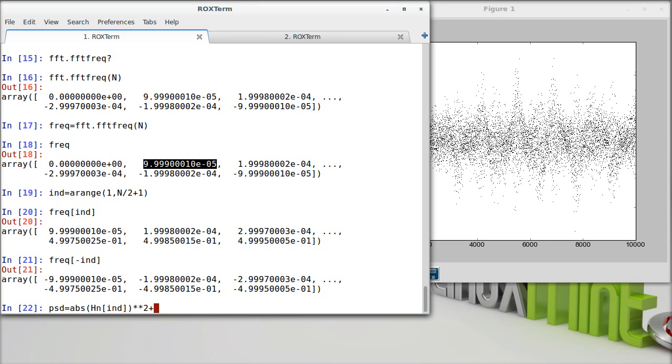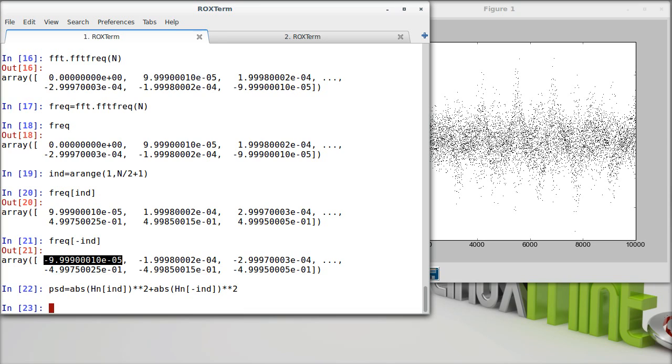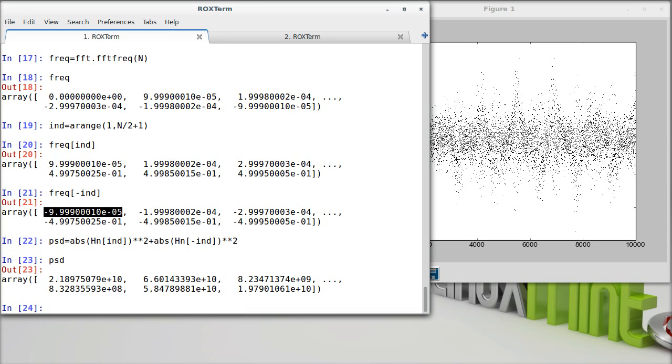If we're calculating the power spectral density as we discussed in class, we also want to add in all the negative frequencies. So if we want the contribution from this frequency and this frequency to be added together, that's exactly what this does. Again, think about it and make sure that that makes sense. Okay. So this gives me the power spectral density. Well, let's look at it.